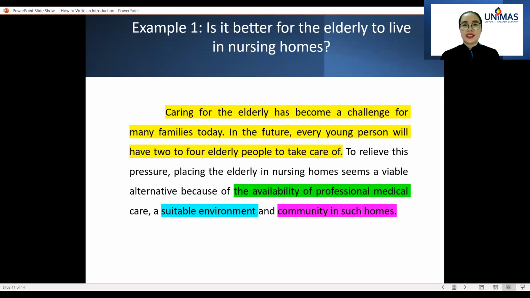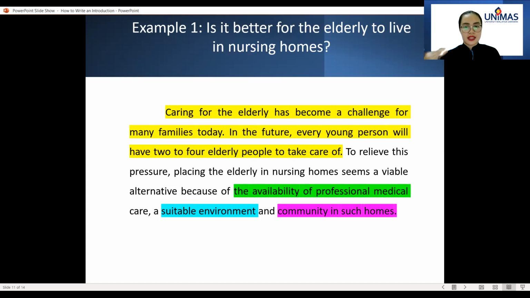The one highlighted in yellow is the general statement. Caring for the elderly has become a challenge for many families today. In the future, every young person will have 2 to 4 elderly people to take care of. So in this sentence, the author did not even mention nursing homes. The author just mentioned the general situation nowadays. Okay, this is what we call a general statement.